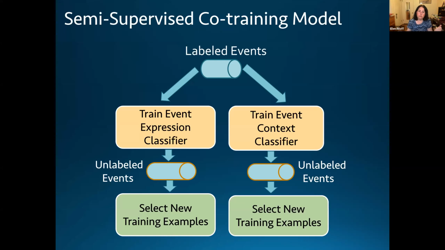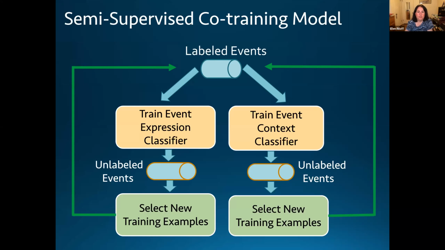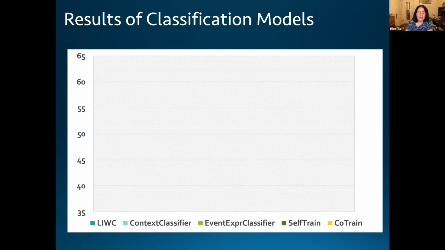And because these two classifiers are using different types of data that are really complementary, the words in the event expression itself versus the context around the words in sentences, it's a fairly traditional co-training setup where the events that one classifier can label may then be useful as new training data for the other classifier. So the new labeled examples go into the training pool, and then both classifiers are retrained in an iterative fashion. So how did this all work? Oh, and we also did straightforward self-training of just the single classifier as well.